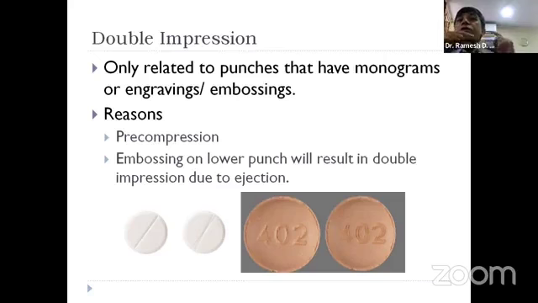So what we can use is locks in the punches. If we use locks, the punches will not rotate and we can avoid the double impression. With this, I'm ending my lecture. If you have any question, you can ask.